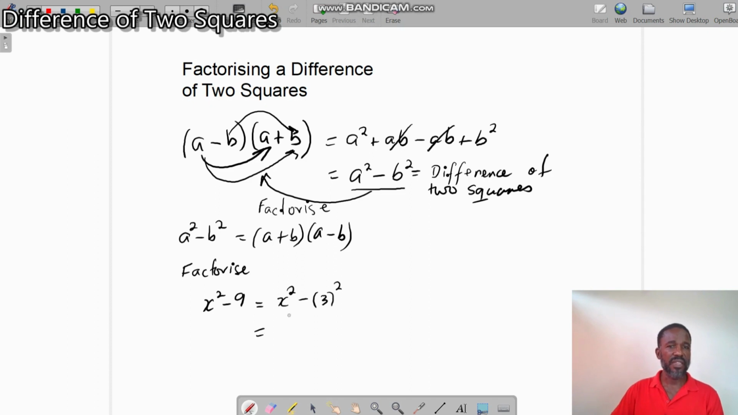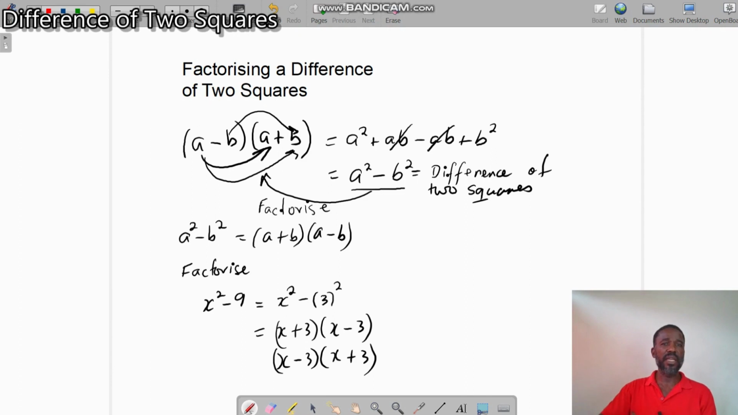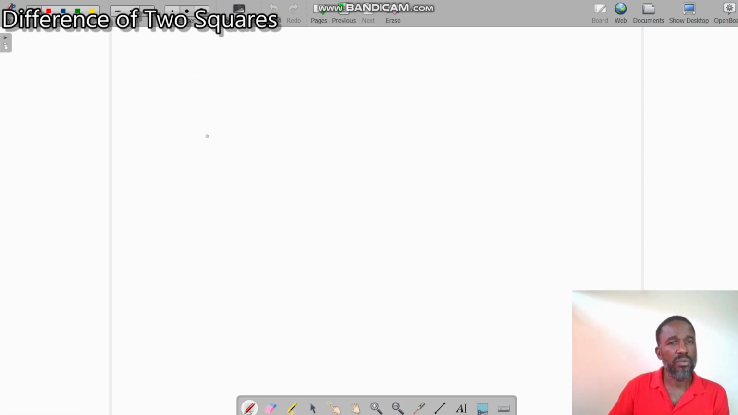Hence, if we are to factorize that, then the answer is supposed to be x plus 3 times x minus 3. And again, you could have written it x minus 3 times x plus 3. Again, the order in which you write the bracket doesn't matter. Okay, so let us continue and let us look at another one. Now, so if we have 25m squared minus 4.